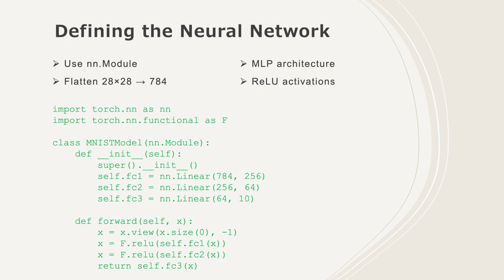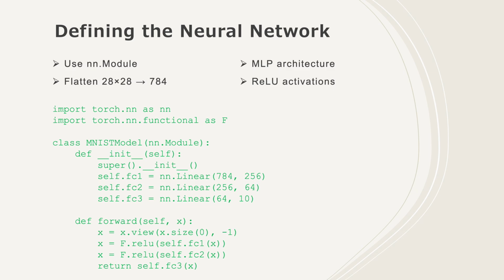On this slide, we define the neural network that will be used for our MNIST classification task. We build our model by subclassing nn.Module, which is the base class for all neural network components in PyTorch. Because each MNIST image is 28 by 28 pixels, we flatten it into a one-dimensional vector of size 784 before feeding it into the network. The model we define here is a simple MLP architecture made up of fully connected layers, also called linear layers. We apply ReLU activations between each layer to introduce non-linearity.